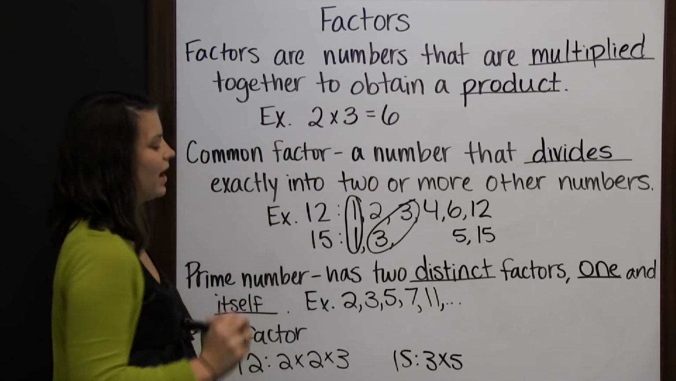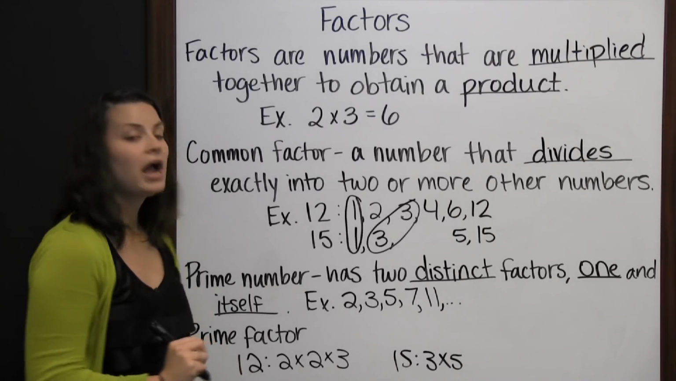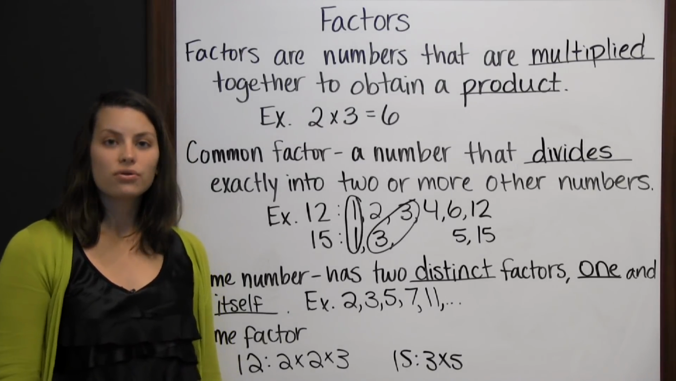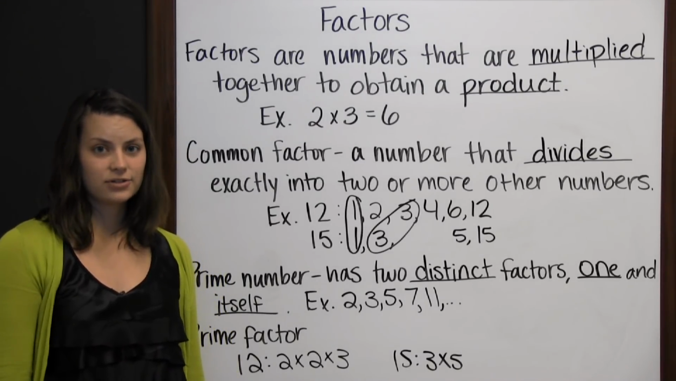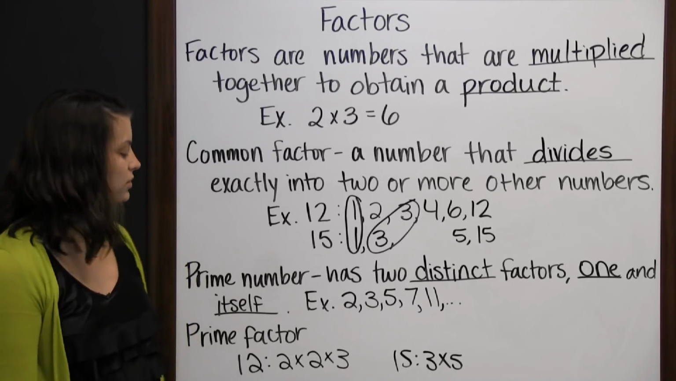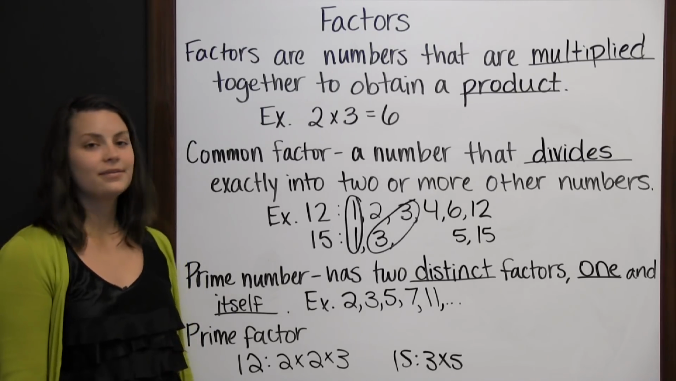Unlike just writing the factors of a number, with prime factorization, you use only prime numbers as factors to multiply to get the result of the product you are seeking.